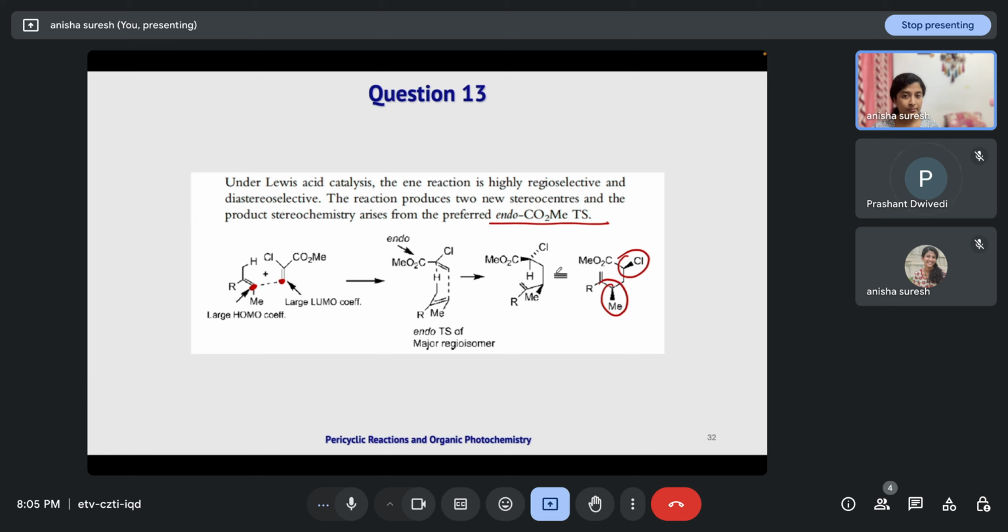Yes, ma'am. So this you have to keep in mind. This endo CO2Me transition state is what gives the stereochemistry of the product.